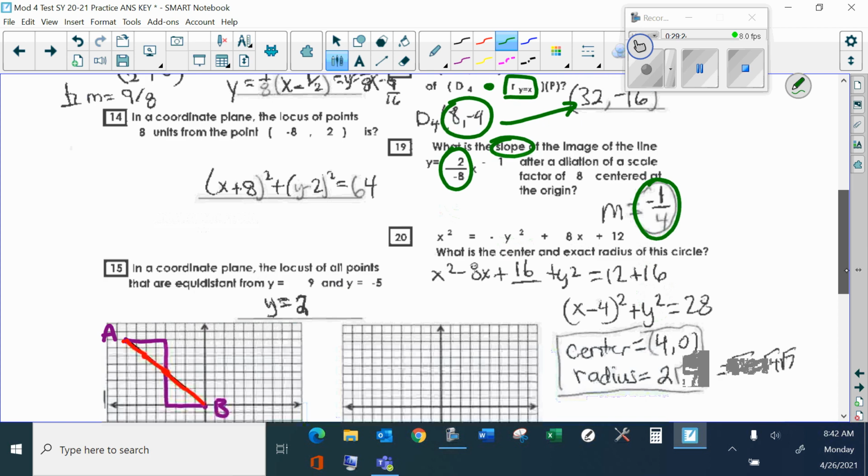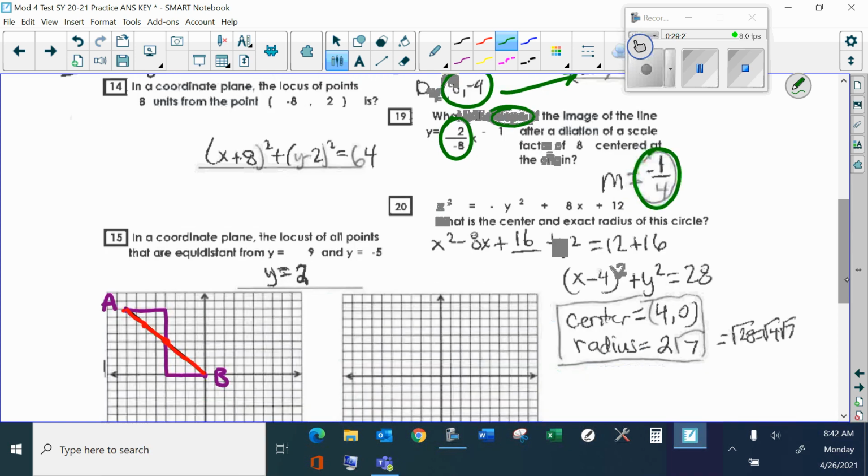20 is find the center and exact radius of the circle. So we move everything to one side except for the constant can stay over here. Put the x's together, so I have x squared minus 8x. Don't forget you're subtracting across. I take half of b squared, remember? You already know that, inside and out.